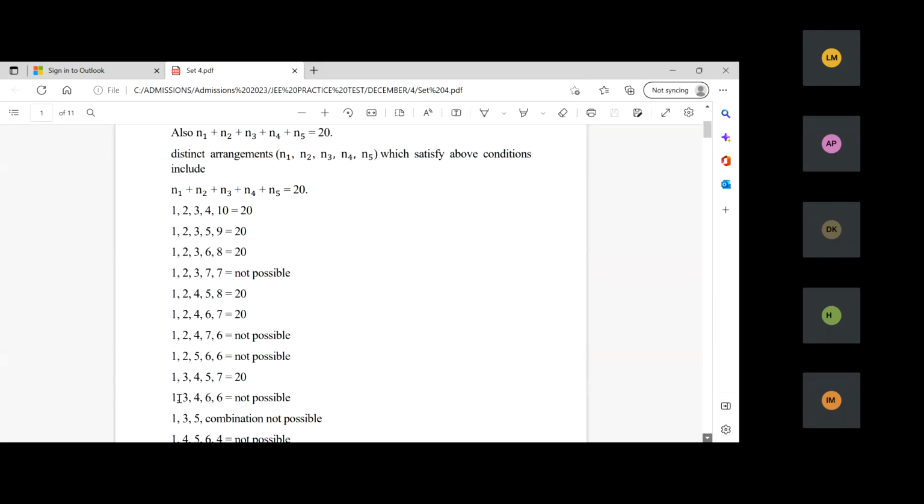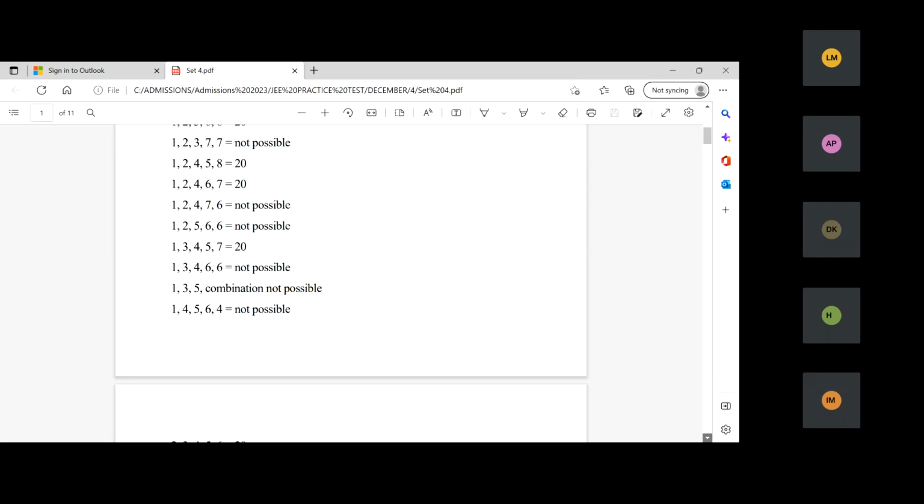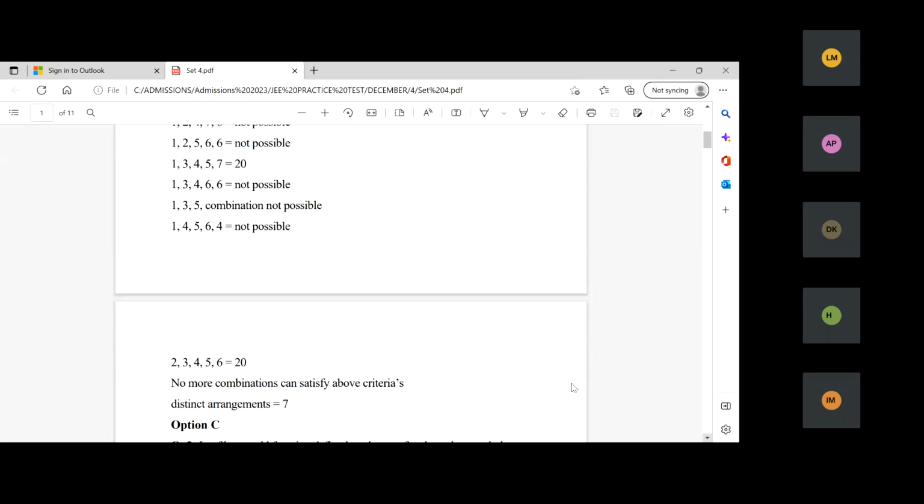So after 1, 2, 5, we just increment this number as 1, 3, and 4. After this, if you increment this as 1, 3, and 5, that combination is not possible at all. This is already 9, and this has to be greater than 5. If this is 6, this has to be 7. If this is 7, this has to be 8. If this is 8, this has to be 9. And the sum has to be 20. So you are going to find out the combinations that are possible.